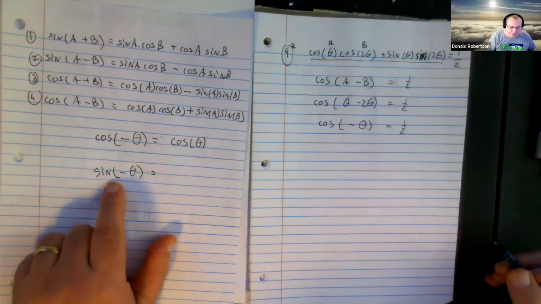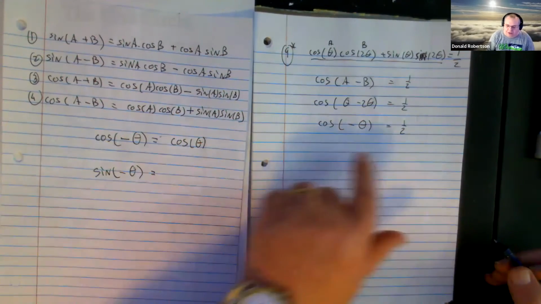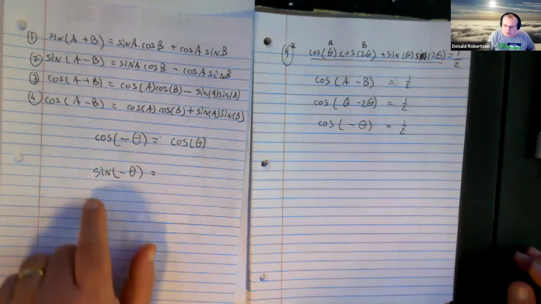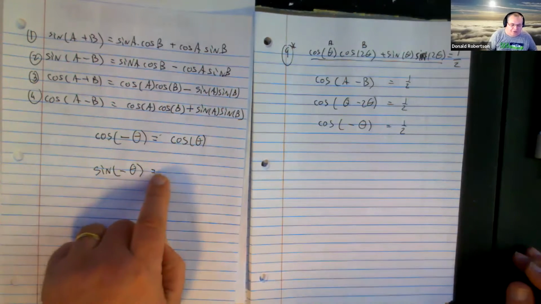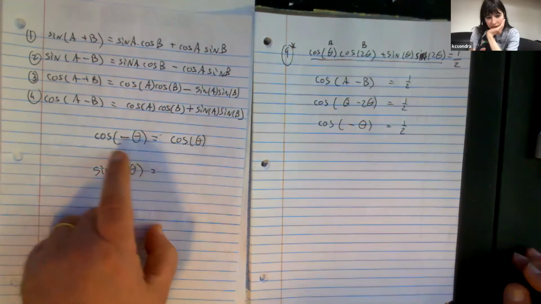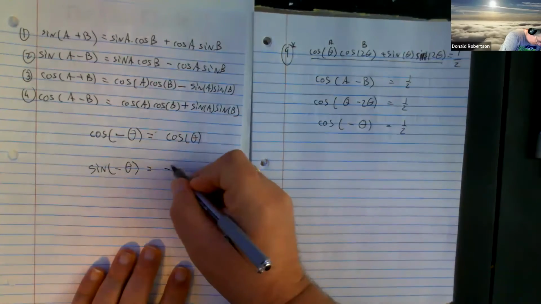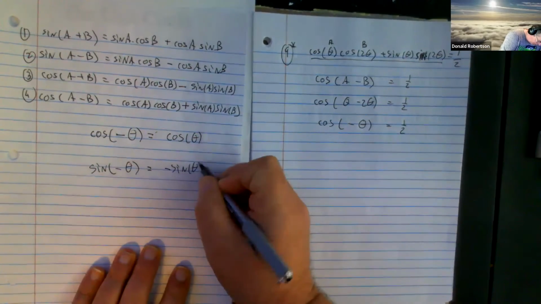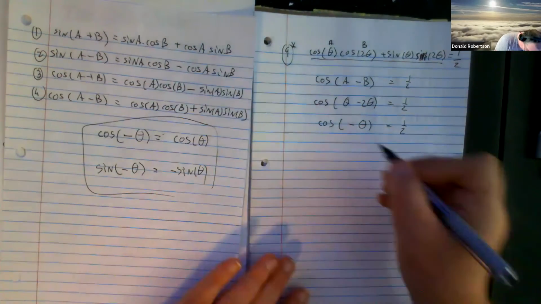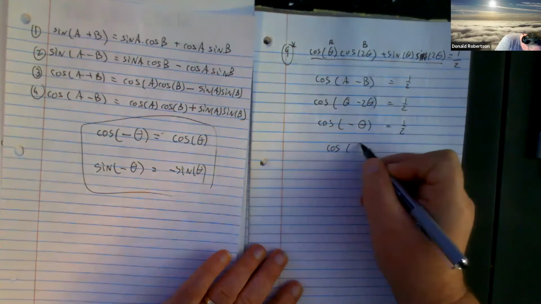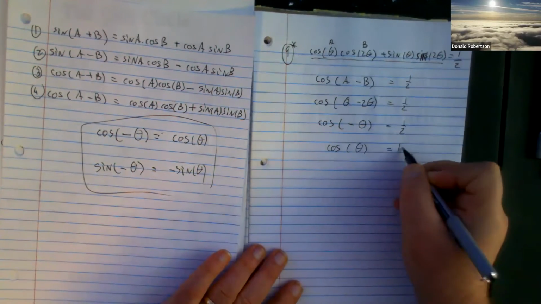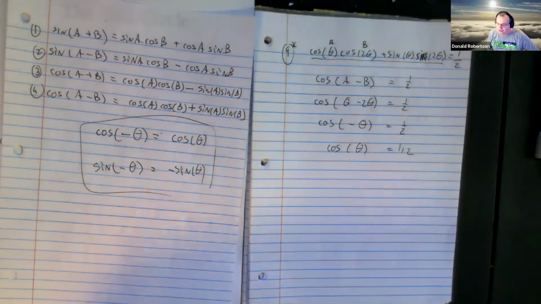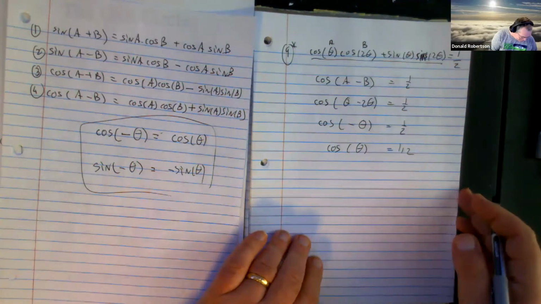Can you remember what the sine of negative theta is? I know it hasn't happened here, but maybe in another question it will. What is the sine of negative theta equal to? Negative sine theta? That's the one, right? So this guy now becomes the cosine of theta equals a half. Would you agree that's a pretty easy question to solve? Right, unit circle, do your stuff.